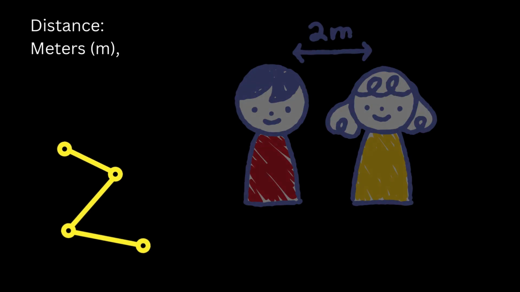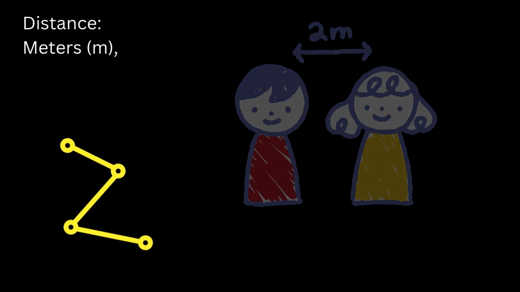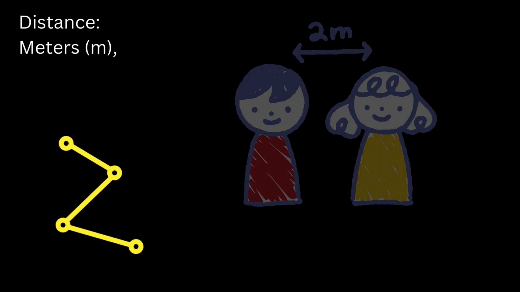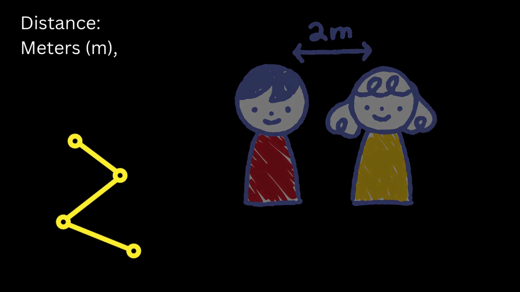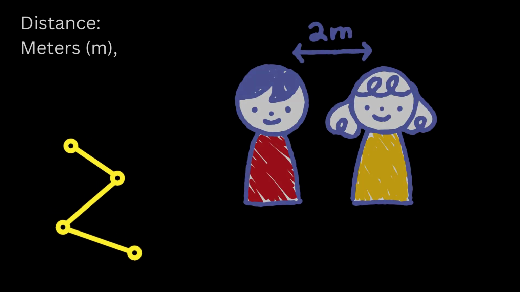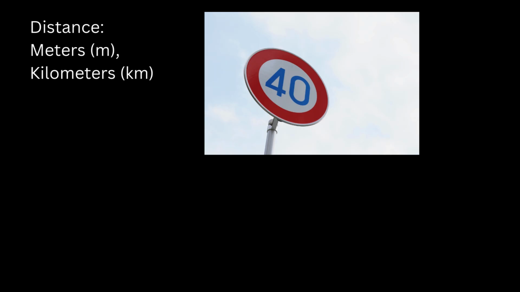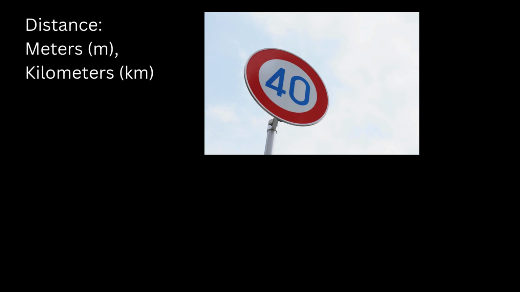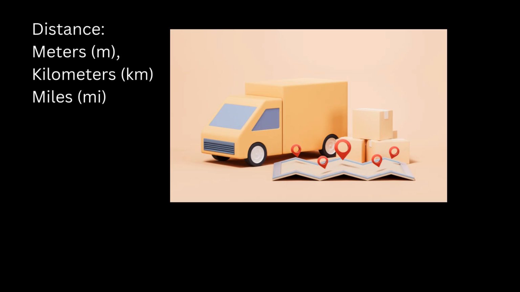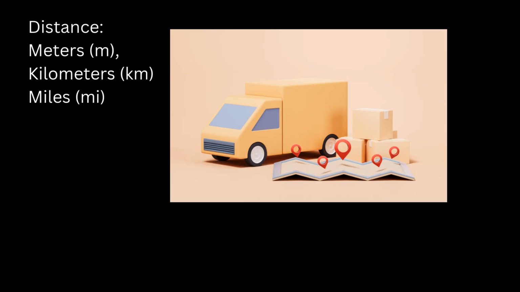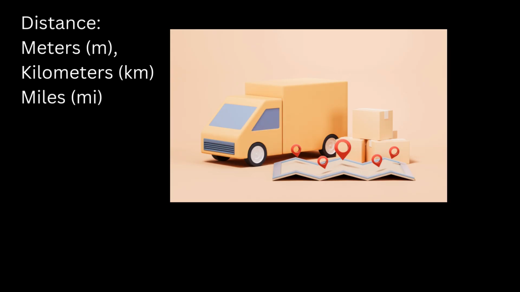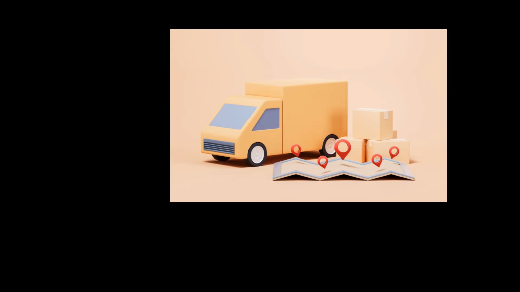Let's see for distance. Distance is measured in meters, kilometers, miles. Meter can be represented by m. It's the standard unit in physics and everyday measurement. Kilometers. It is used for long distances such as road travel. Miles. Miles can be represented as mi. It is used in some countries like the US and the UK for measuring long distances.